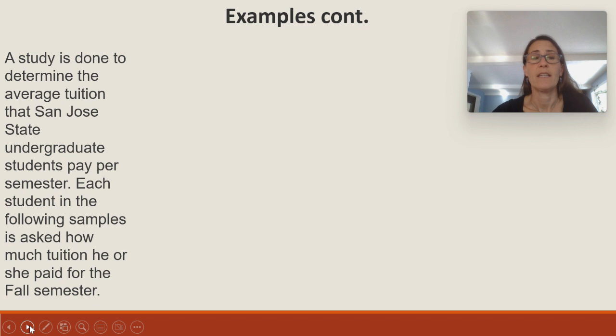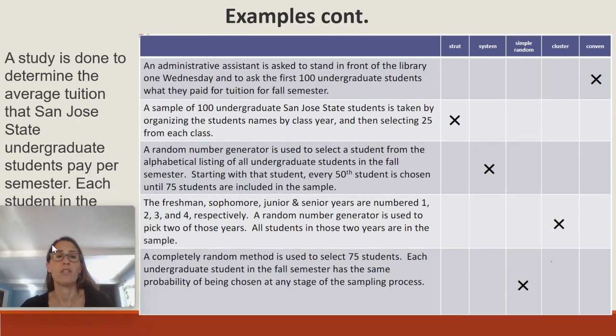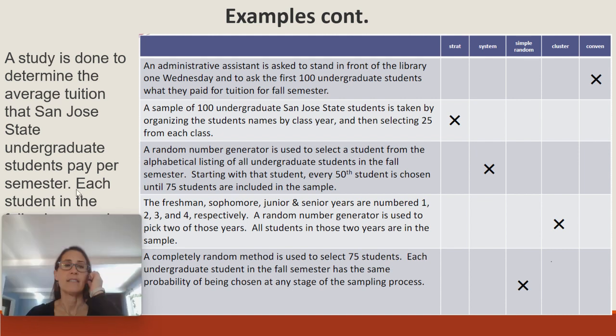Another example, a study is done to determine the average tuition that San Jose State undergraduate students pay per semester. Each student in the following samples is asked how much tuition he or she paid for the fall semester. So the first way is an administrative assistant is asked to stand in front of the library one Wednesday and to ask the first 100 undergraduate students what they paid for tuition for fall semester. That's convenience sampling.